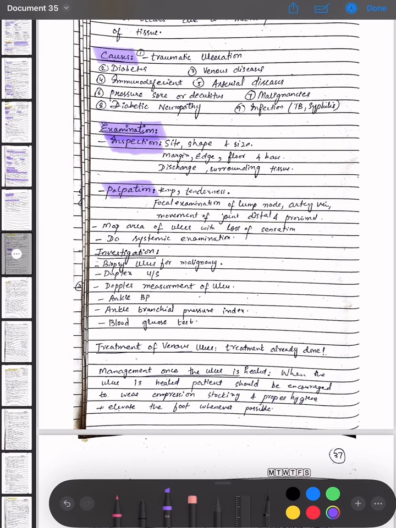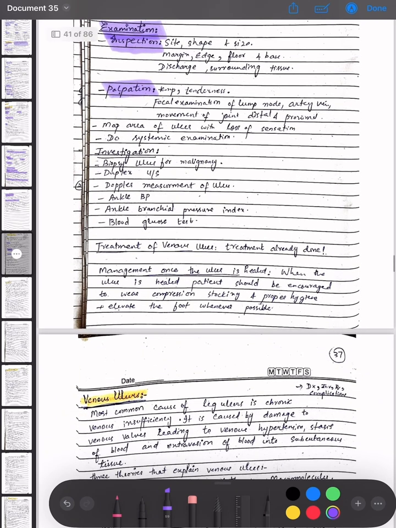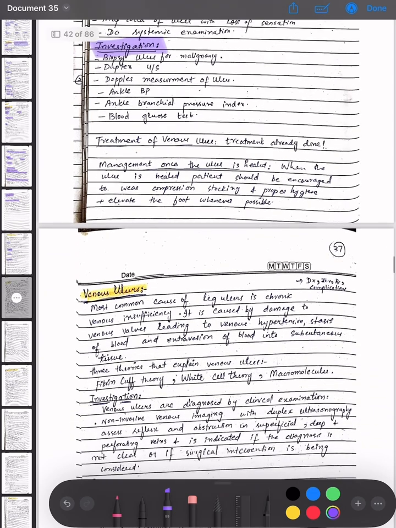Then we will check the movement of joint, distal and proximal. Then we will map the area of ulcer with loss of sensation. Then we will do the systemic examination. What are the investigation options? For investigation, we will do the biopsy of ulcer for malignancy. Then we will do the Doppler ultrasound, the Doppler measurement of ulcers. Then we will do the ankle BP, and then the ankle brachial pressure index, and we will do the blood glucose test.